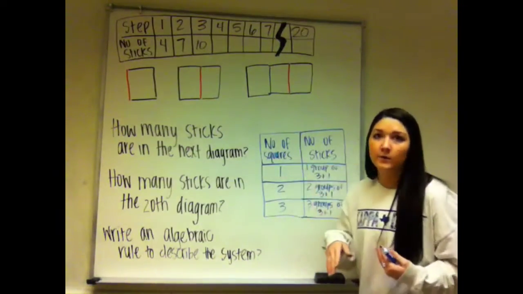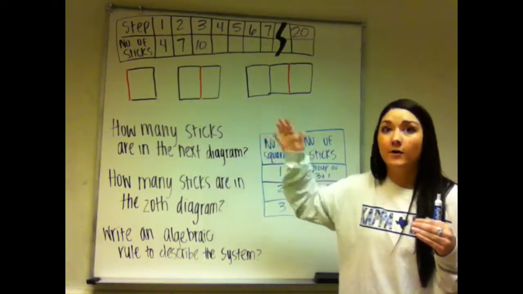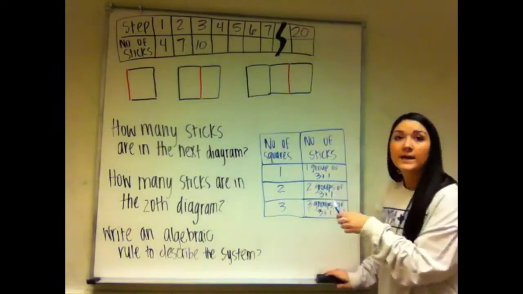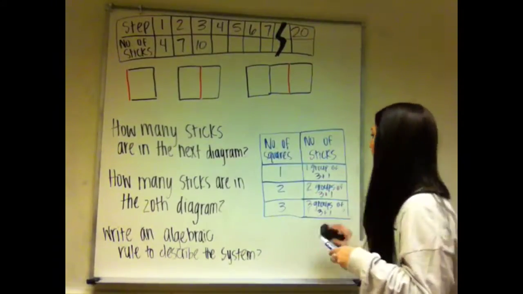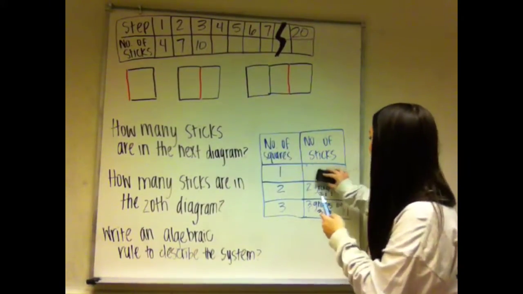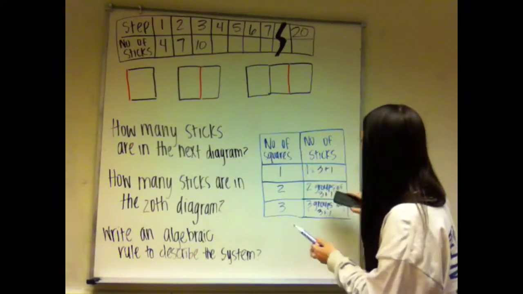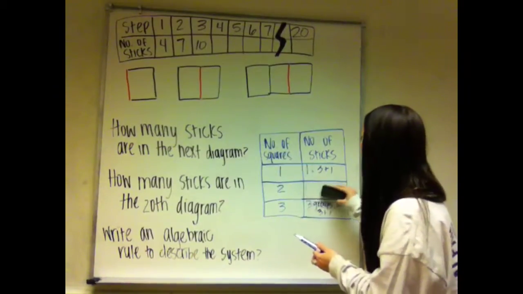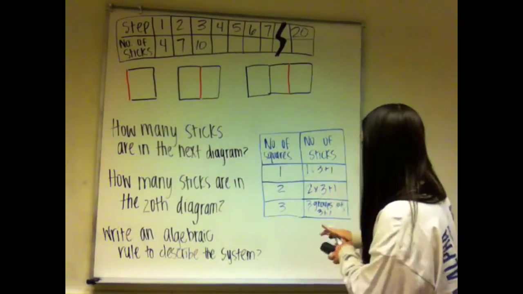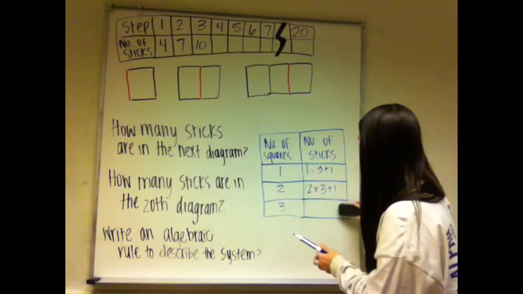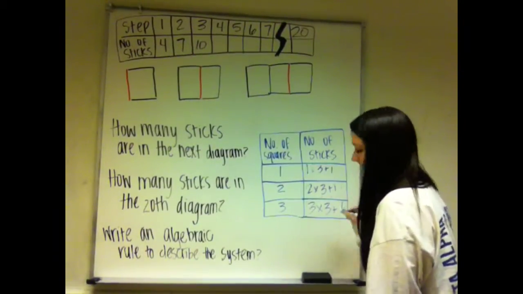And the reason why I'm taking you guys through it is so you understand the thinking process to understand the diagram that we've been given. So one group of three is basically saying 1 times 3 plus 1, because it's one group of three. And for the second group, it's saying 2 times 3 plus 1. And for the third one, it's saying, can you guess? 3 times 3 plus 1, excuse me.